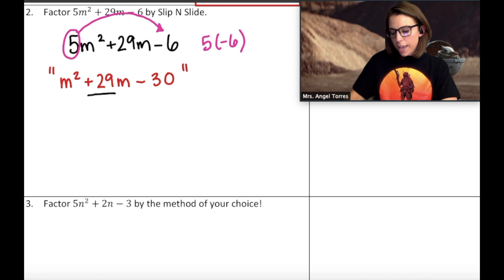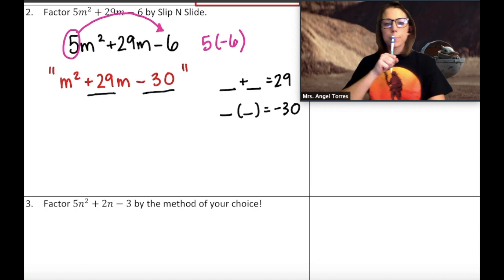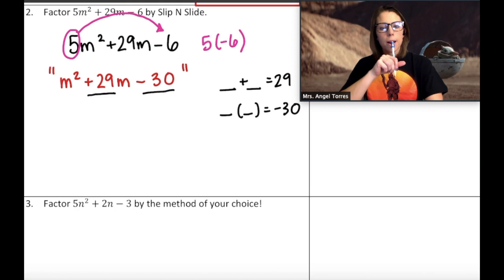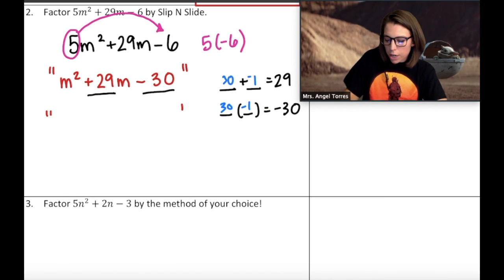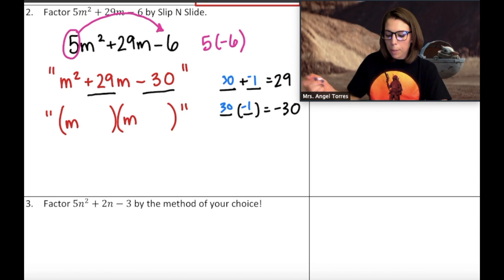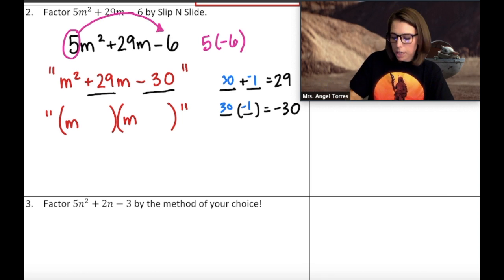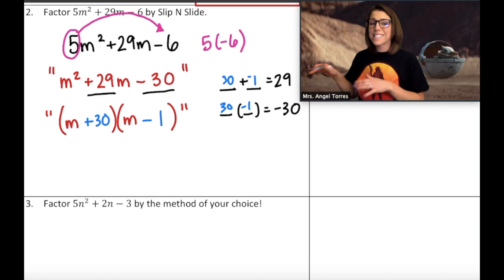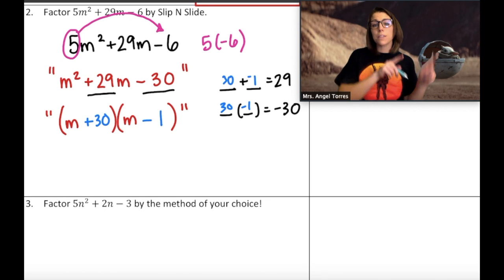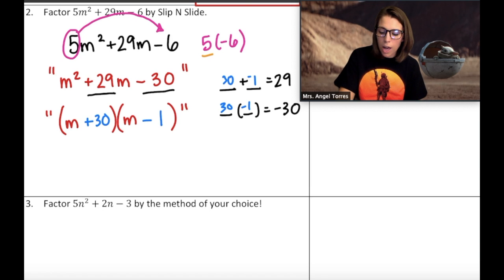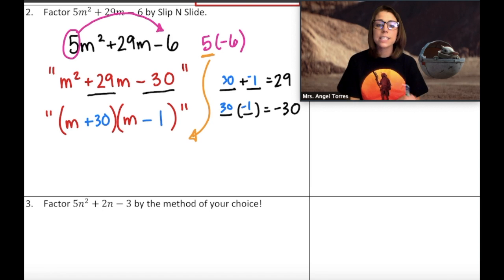What two numbers have a sum of 29 and a product of negative 30? What P's and Q's are there here? Now, because this is just a normal trinomial, I can go ahead and set up my two binomials. m times m is how we get m squared, and the two numbers that have a product of negative 30 and a sum of 29 are positive 30 and negative 1. Now remember, this is not the correct factored form because we flipped the 5 to the end. Now we have to undo that by sliding it underneath.